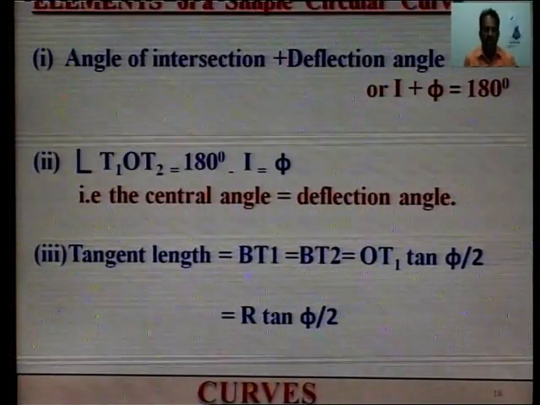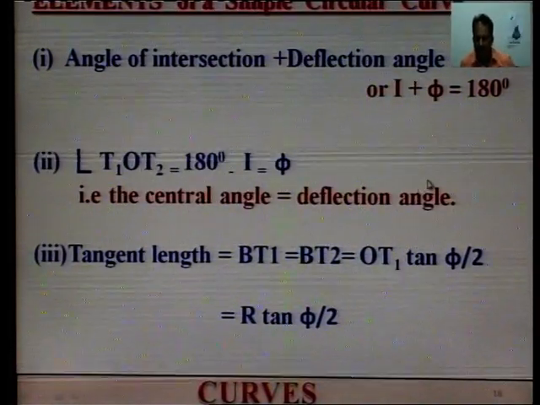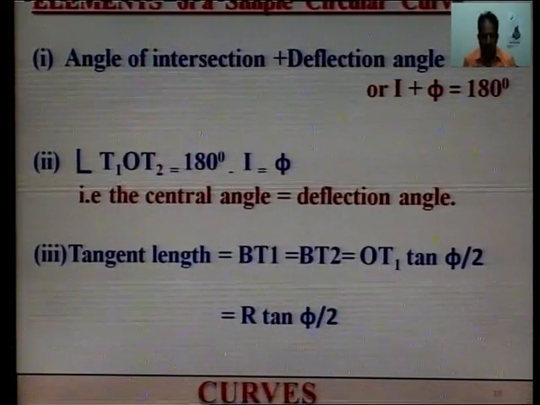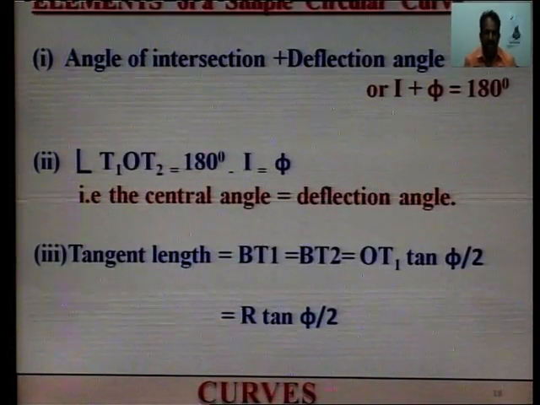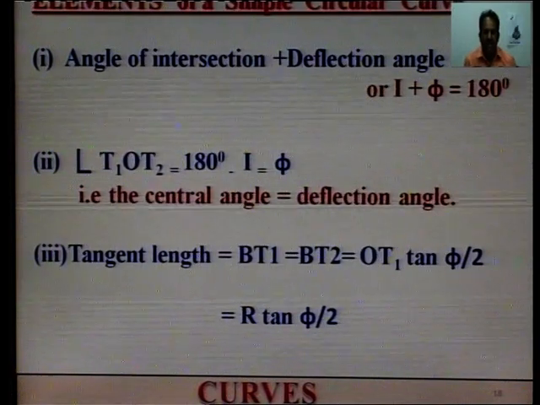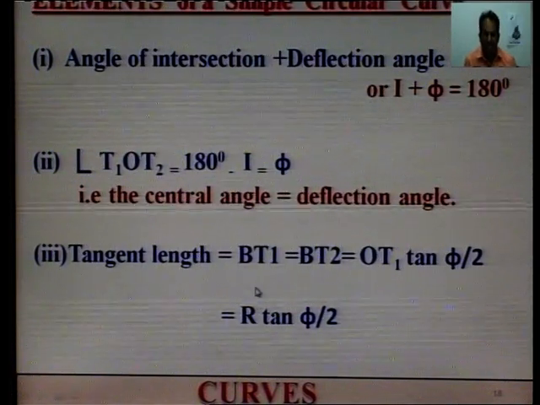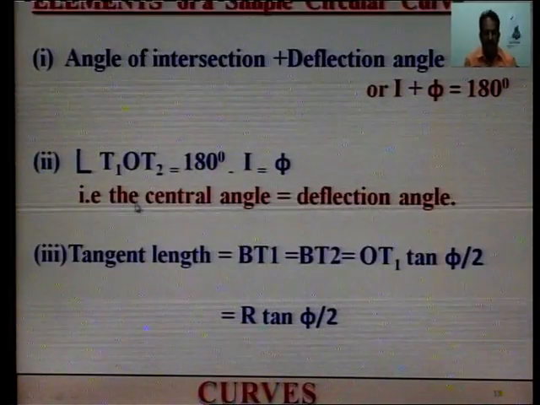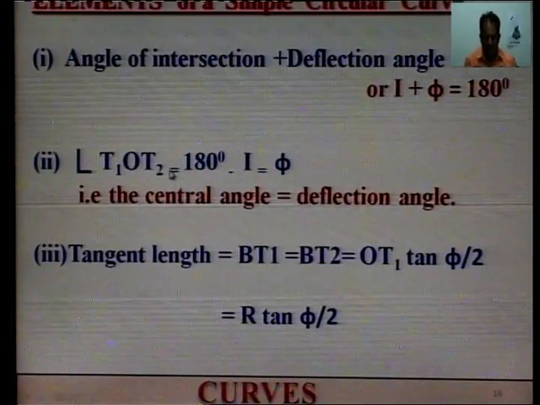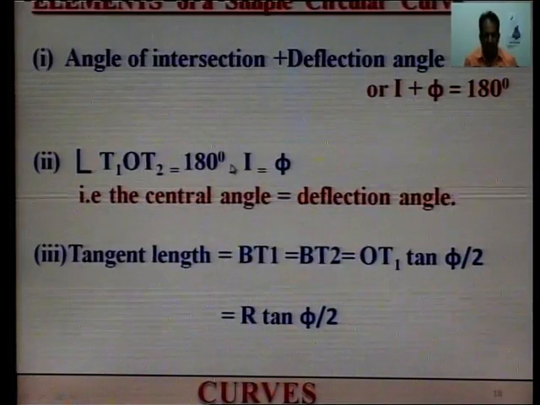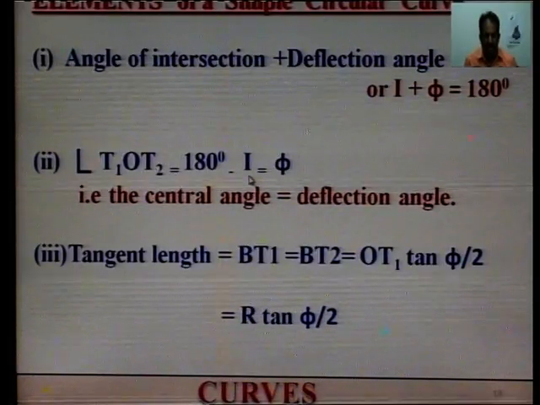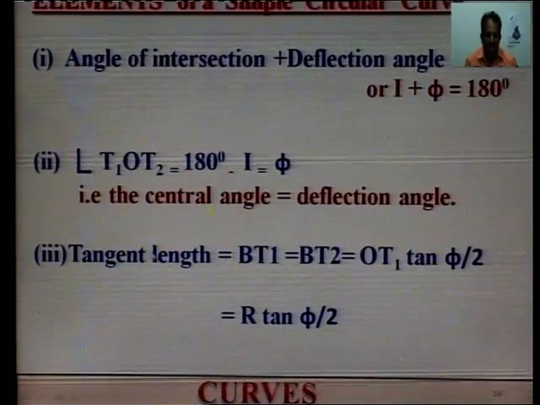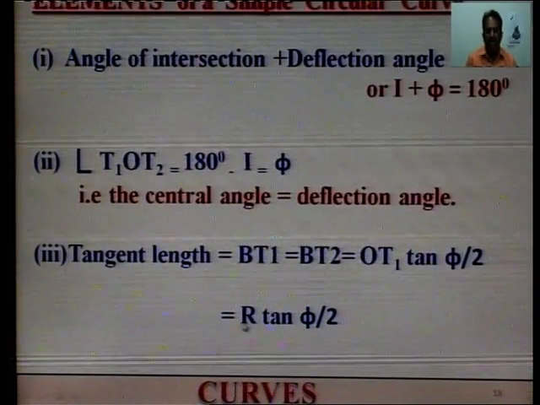Now we come to the elements of a simple circular curve. First, the angle of intersection plus the deflection angle is generally 180 degrees, that is, I plus phi is equal to 180 degrees. Similarly, the angle T1 O T2 is 180 degrees minus I, which comes out to be the deflection angle, that is, the central angle is always equal to the deflection angle.